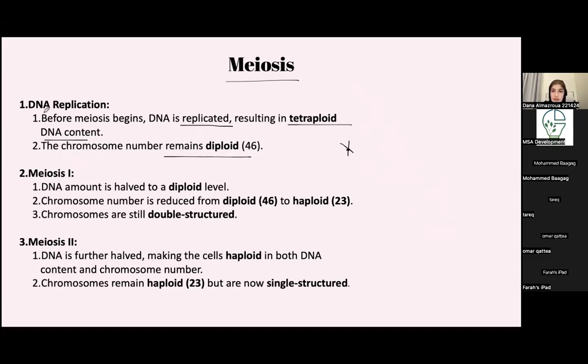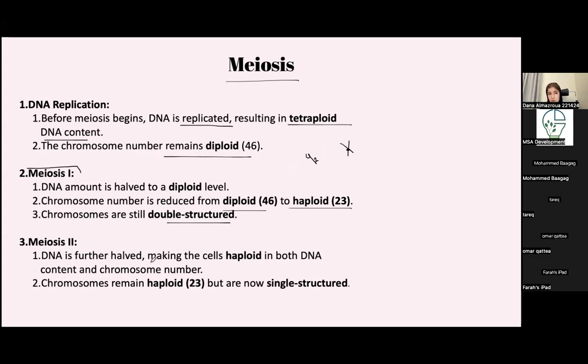Now, after the DNA replication, we're going to go through meiosis I. Now, DNA amount is halved to diploid level, because we started with tetraploid, which is 92, and now we're going to have 46. I'll explain how in the upcoming slide. I'm just giving you an overview. Now, the chromosome number is reduced from diploid to haploid. Again, I'm going to explain in detail how, but the chromosomes are still double structured. I'll draw the whole process.